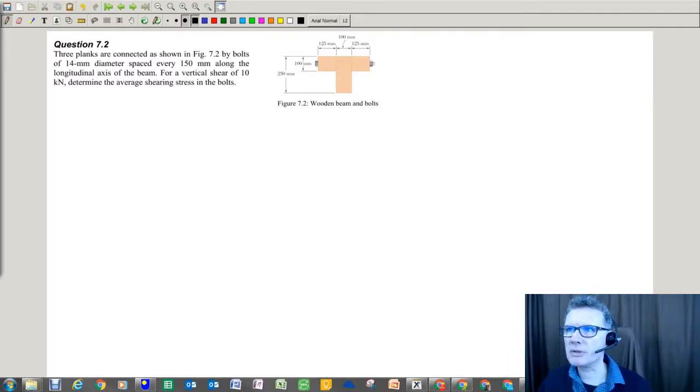Let's have a look at this question here. So 7.2. 3 planks are connected as shown by bolts 15 millimeters in diameter, spaced every 150 millimeters along the longitudinal axis of the beam. For a vertical shear of 10 kilonewtons, determine the average shearing stress in the bolts.